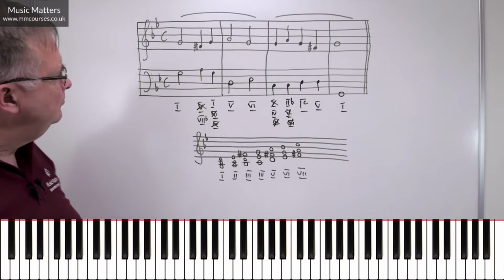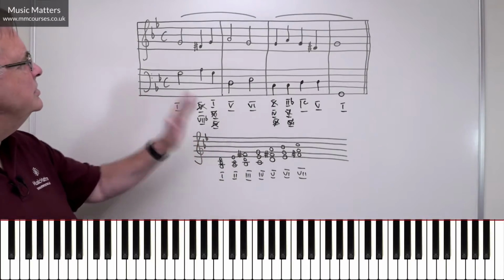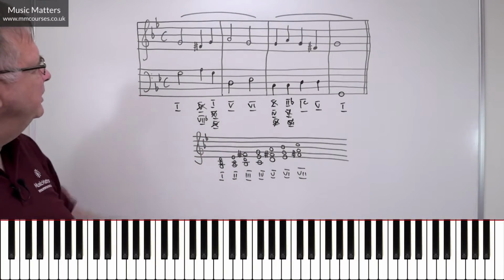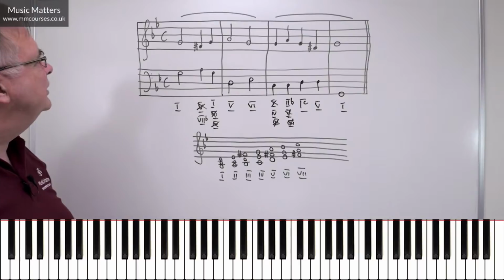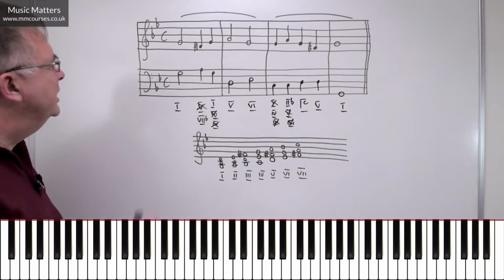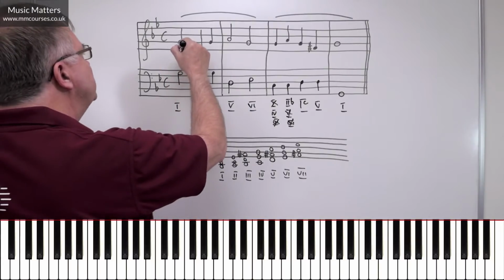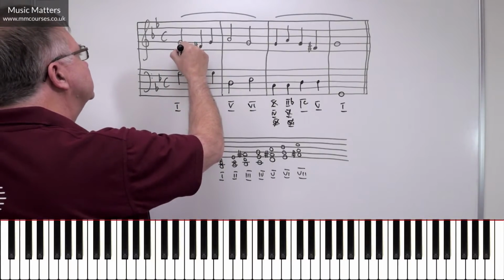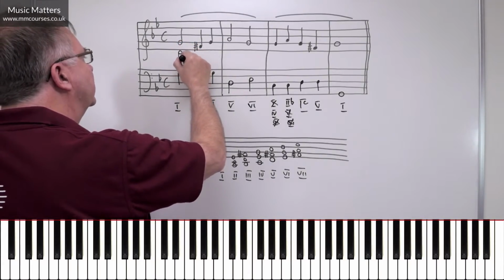Once you've got your chord choice, you've got your bass line and you're feeling reasonably happy about it, you can then go in and fill in the middle parts. So, what do we need here? G, B flat, D. Well, let's stick a D in there for now. We could do that maybe.